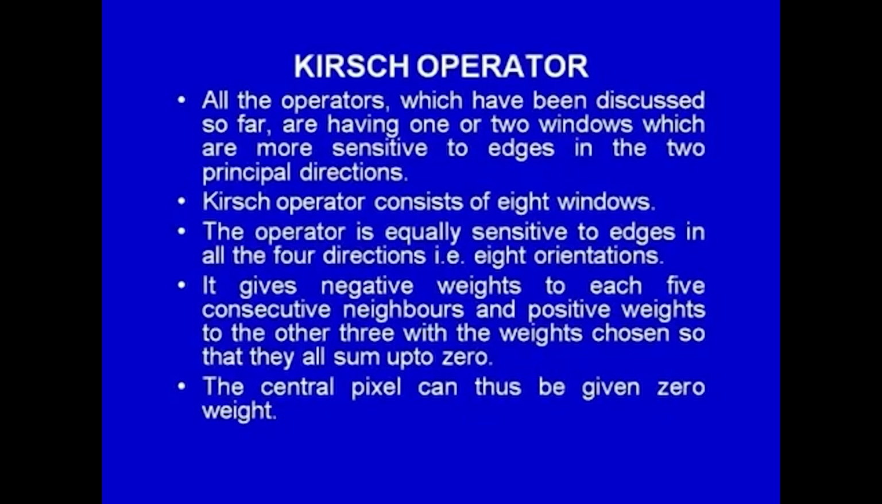All the operators which have been discussed so far have one or two windows which are more sensitive to edges in the two principal directions. Kirsch operator consists of 8 windows. The operator is equally sensitive to edges in all the 4 directions, that is 8 orientations. It gives negative weights to each 5 consecutive neighbors and positive weights to the other 3, with the weights chosen so that they all sum up to 0. The central pixel can thus be given a 0 weight.